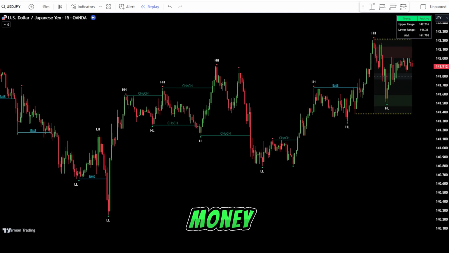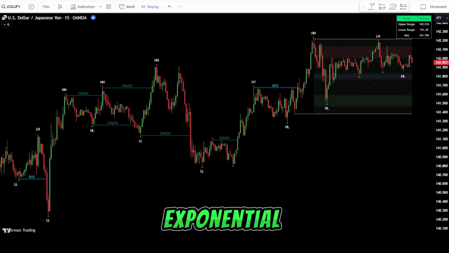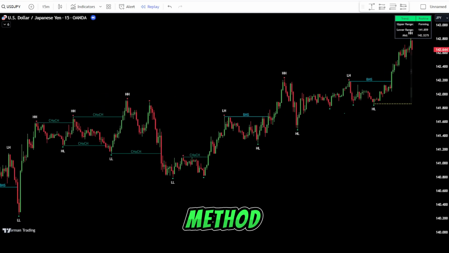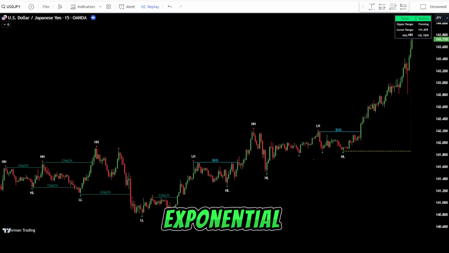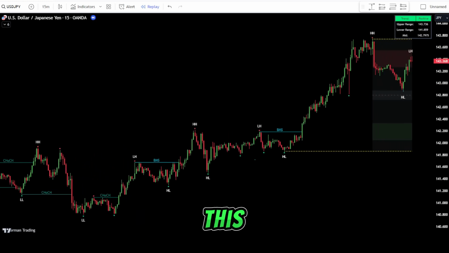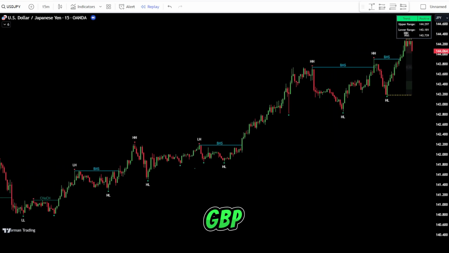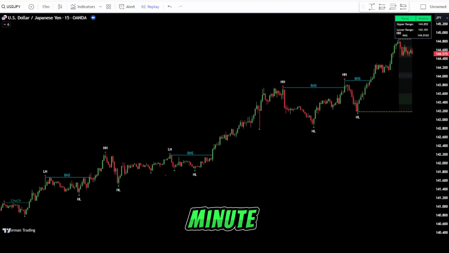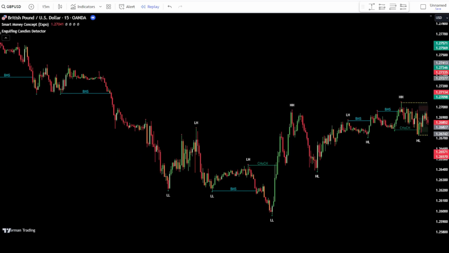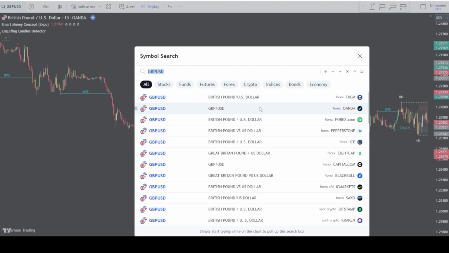Beat Smart Money Concept Expo using price action and double EMA or exponential moving average. For the second method, we will incorporate the exponential moving average or EMA as a trend filter in the market. This approach will be exemplified in a scalping technique using the GBP-USD pair with a 15-minute time frame. Now, set the pair to GBP-USD and the time frame to 15 minutes.